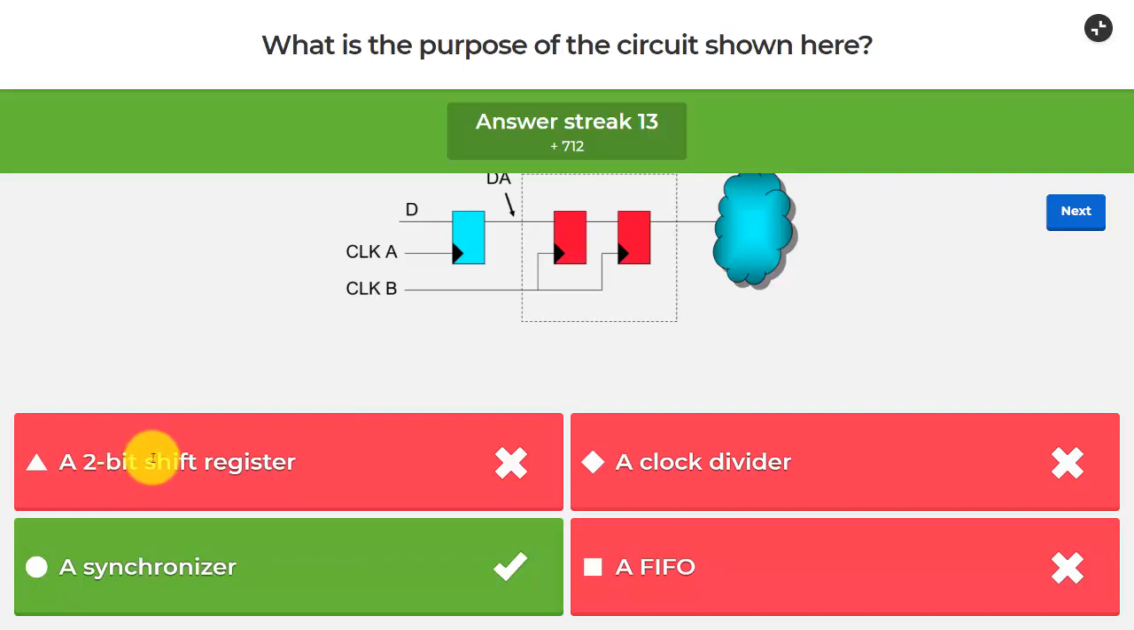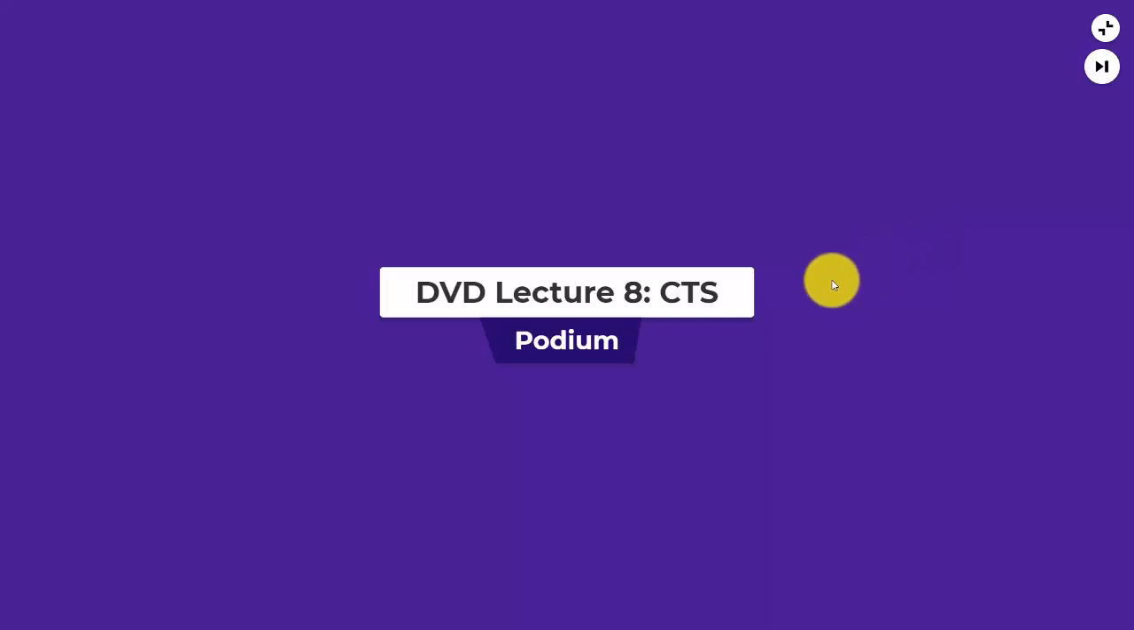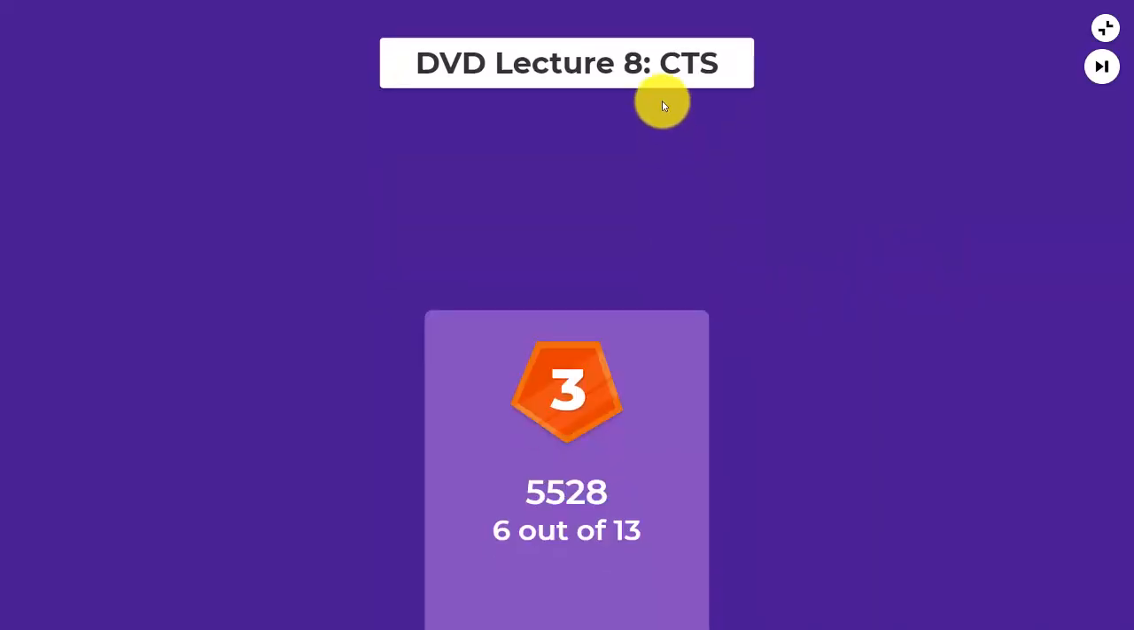So the answer: it looks like a 2-bit shift register. In fact, it is a 2-bit shift register, but not in this context. Is it a clock divider? It also looks kind of like a clock divider, but it's not a clock divider exactly. Is it a FIFO? No, it is not a FIFO. A FIFO is more complicated than that. It is a synchronizer. So that was our Lecture 8 Kahoot.